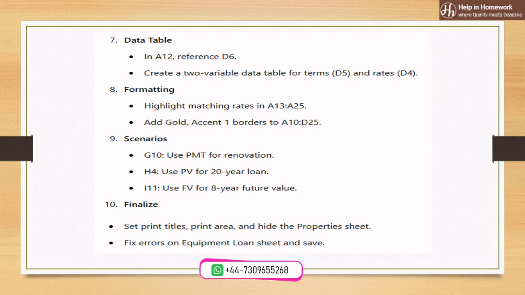Step 9. Scenarios. G10, use PMT for renovation. H4, use PV for 20-year loan. I11, use FV for 8-year future value. Step 10. Finalize. Set print titles, print area, and hide the properties sheet. Fix errors on equipment loan sheet and save.